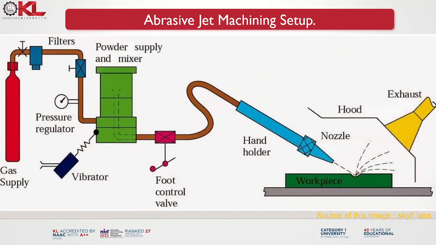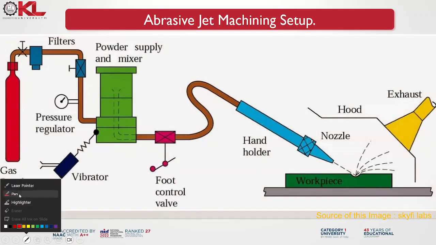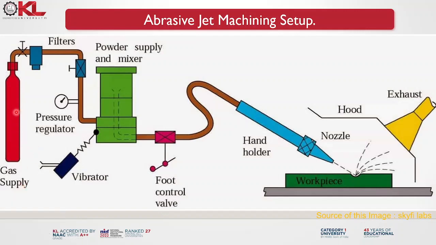See the setup of the abrasive jet machining. This is the gas supply. The cylinder is provided, and there is a valve for on and off. We are providing filters, and through filtering you can send the purified gas to the mixing chamber. Here there is a valve and the pressure regulator. We can regulate the required pressure, and that required pressure gas is sent to the mixing chamber.